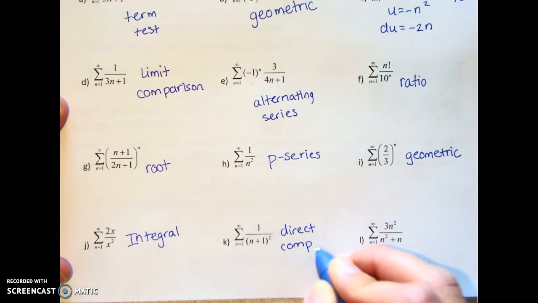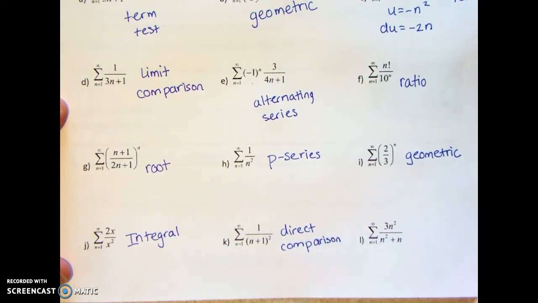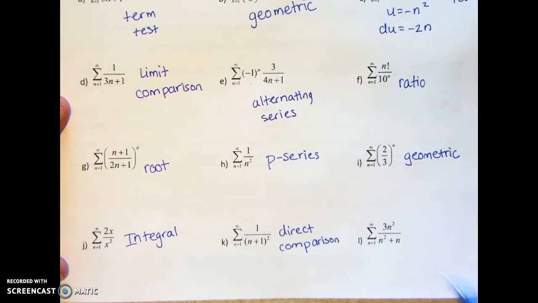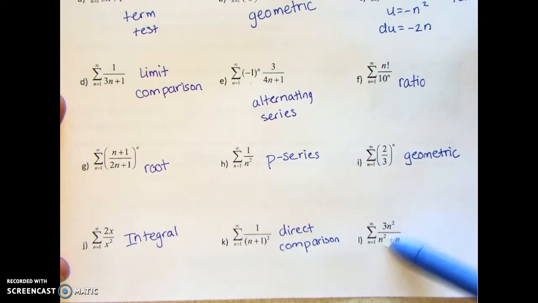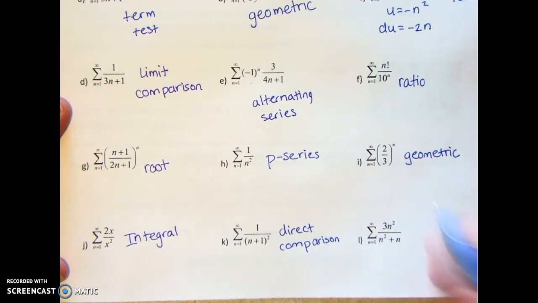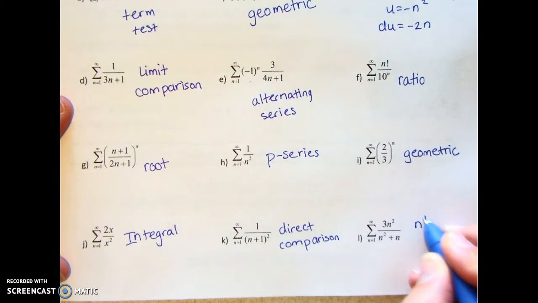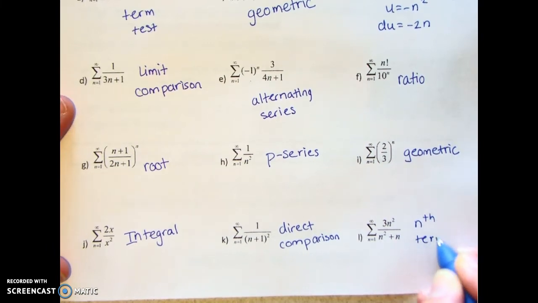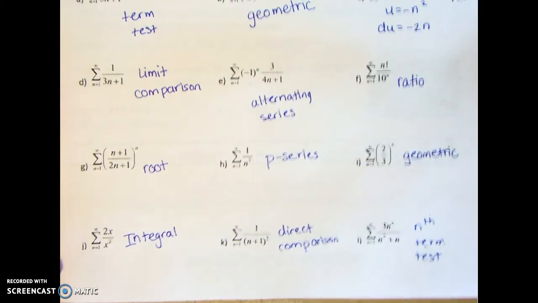How do you know to use direct or limit? That's a good question. Look it up in your notes or try both. Okay, it's not always going to be the same. Same over same. Same over same means the limit of this is 3 over 1, and 3 over 1 does not equal 0. So that is the nth term test. Okay, super easy when someone else is doing it, right?